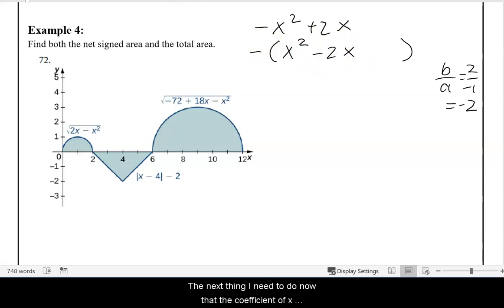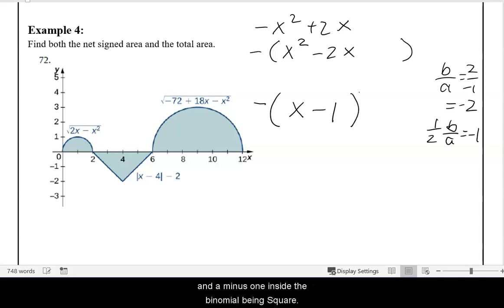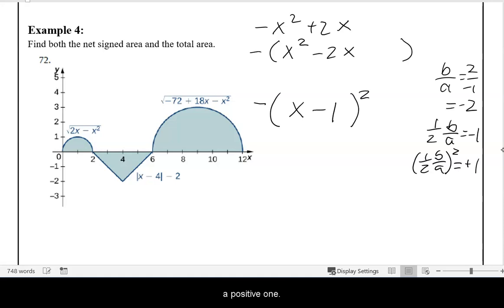The next thing I need to do, now that the coefficient of x squared is positive 1, is take half of that value. Half of b over a would be half of the negative 2, which is negative 1. When I'm done completing the square, I will have x minus 1 inside the binomial being squared. In order to find out what number I need to add to force this to happen, I take half of b over a and square it. The half of b over a quantity squared gives me a positive 1.